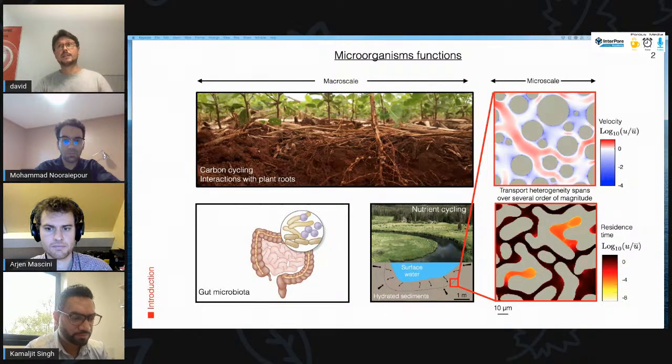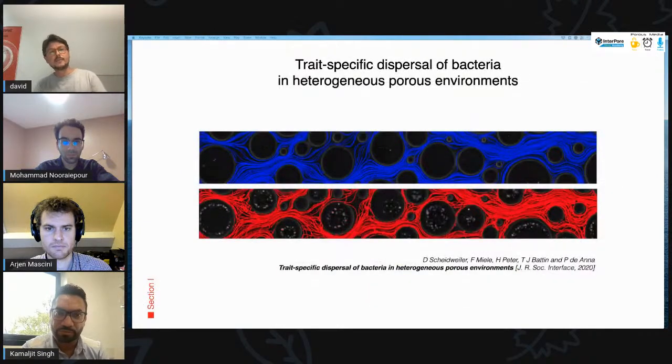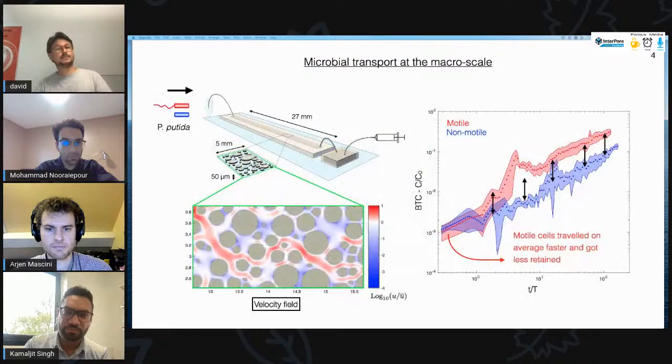scale that microorganisms experience. So I will start by showing you how microorganisms characterized by different dispersal traits, which I will now explain what it means, respond to flow heterogeneity typical of many porous environments. So we designed a microfluidic porous channel where the configuration of the pore throat promotes a disordered flow, as you can see here by the normalized flow velocity in the log scale.